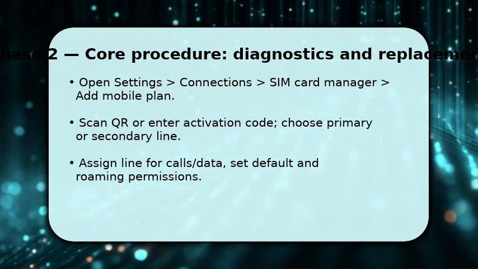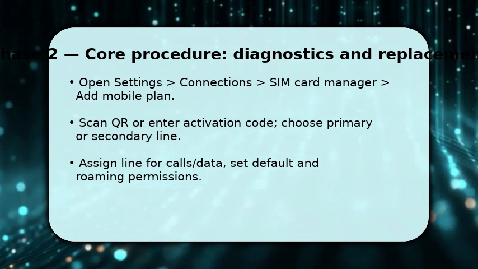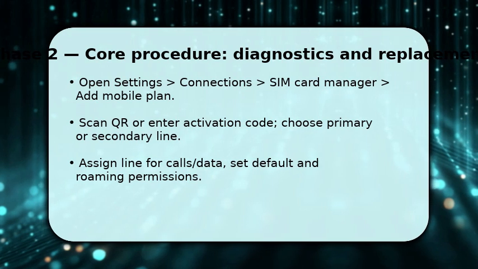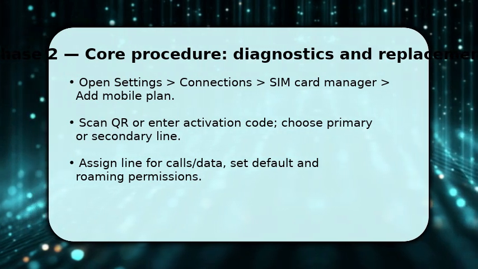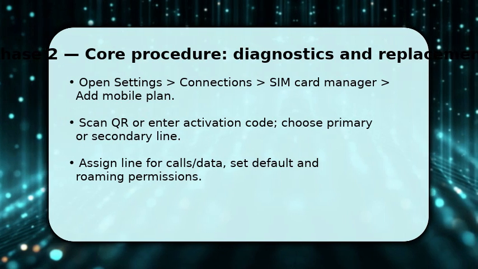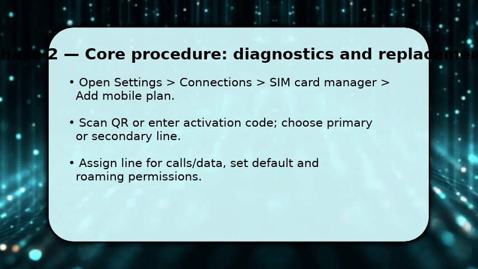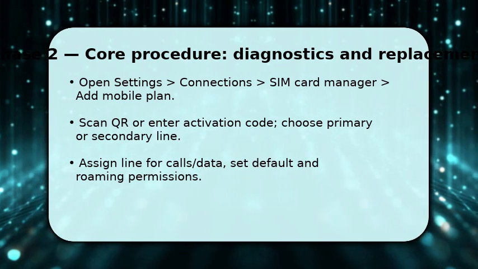Once installed, choose whether this eSIM becomes your primary line or secondary. Make sure you assign data, calls, and SMS appropriately. If you plan to use dual SIMs, set defaults now so apps and roaming behave as you expect.